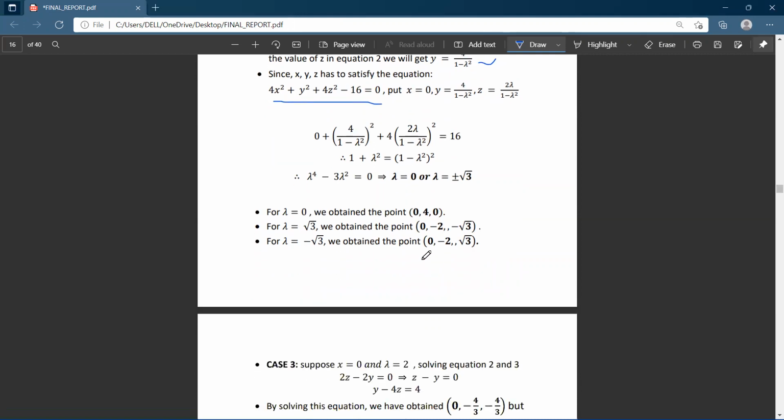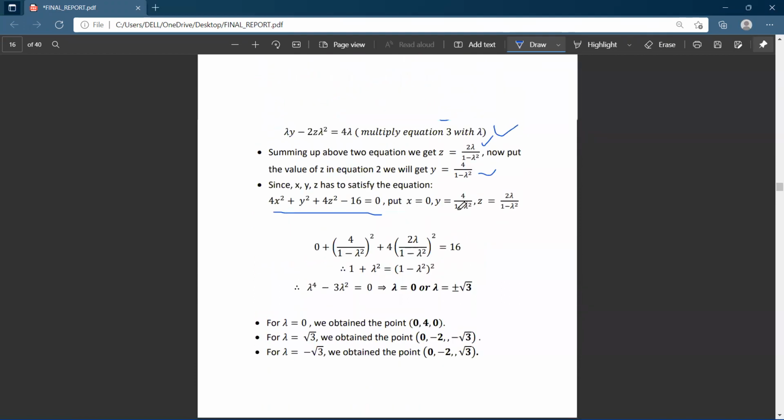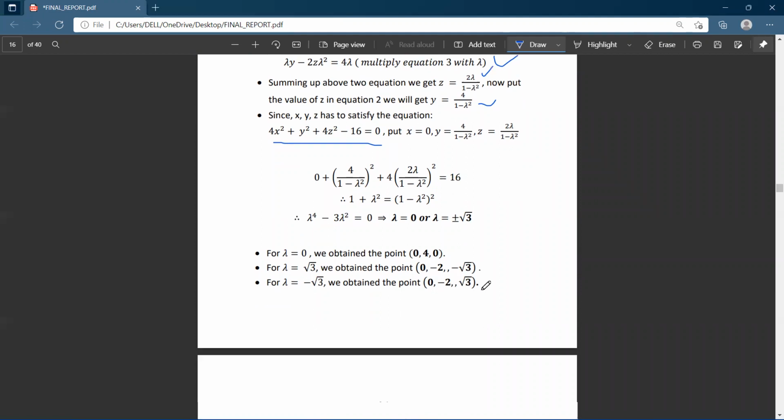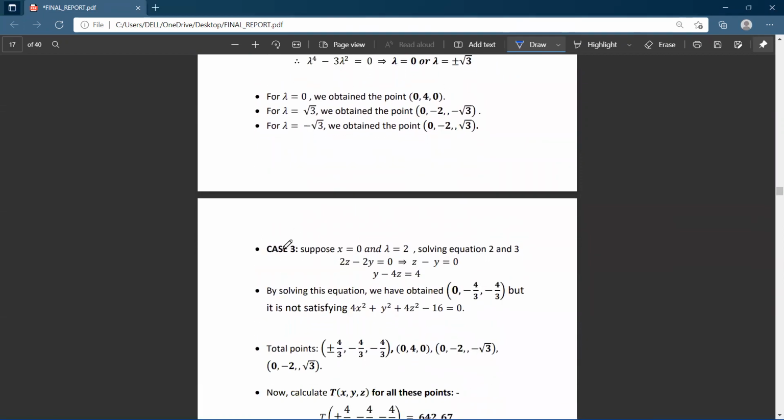Putting lambda equal to root 3 in these two equations, we obtain 0, minus 2, root 3, and for lambda equal to minus root 3, again in that equation we obtain 0, minus 2, comma root 3. Then case 3: x equal to 0 and lambda equal to 2. Putting the lambda value in equation 2 and equation 3 and summing, we obtain the point 0, minus 4/3, comma minus 4/3, which is not possible because it does not satisfy the subject to constraint, which is this equation.